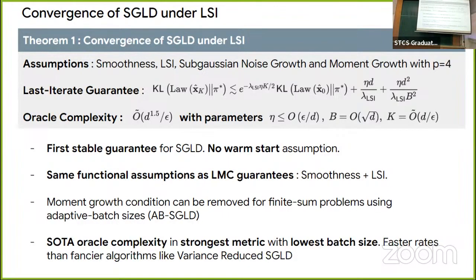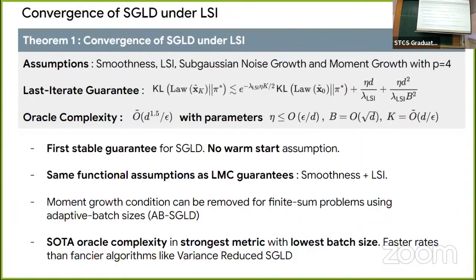This is the state-of-the-art oracle complexity in the strongest metric with the lowest batch size. It has faster rates than what is proven for fancier algorithms like variance reduced SGLD. People have proposed variance reduced SGLD, but this is actually faster in terms of the upper bound.